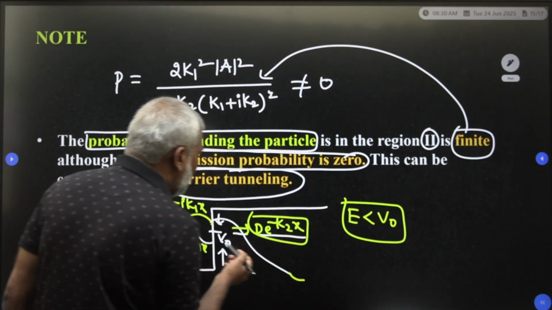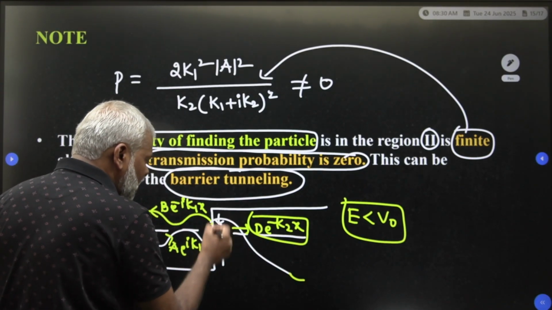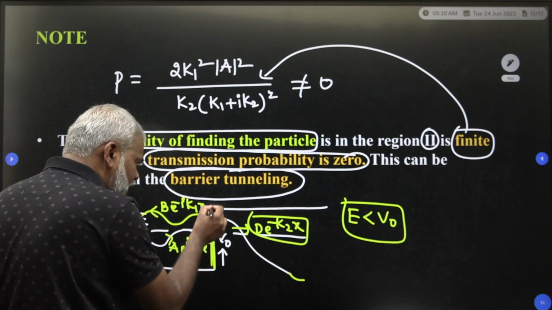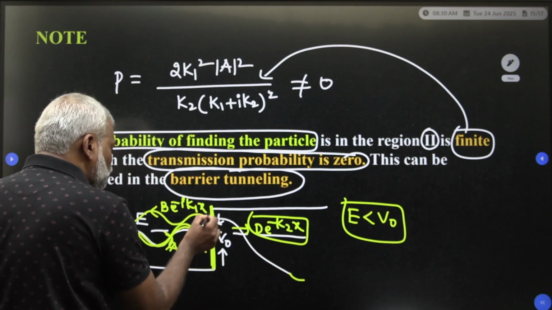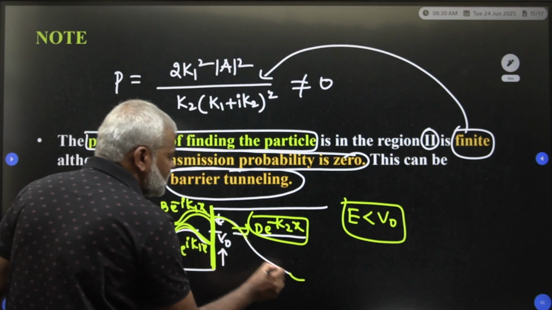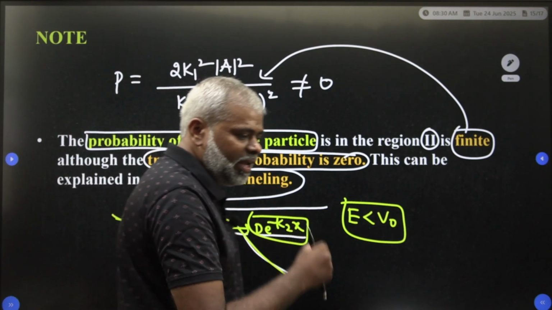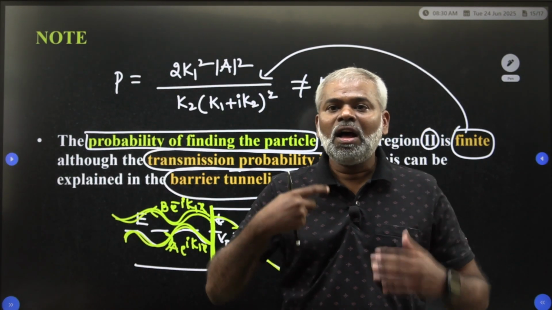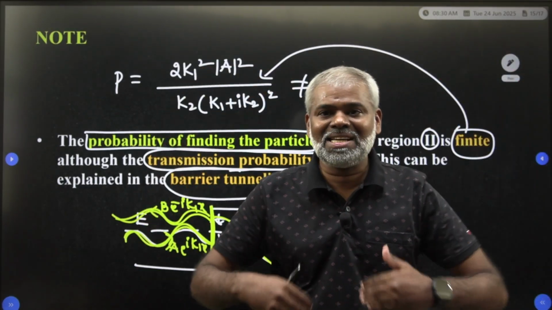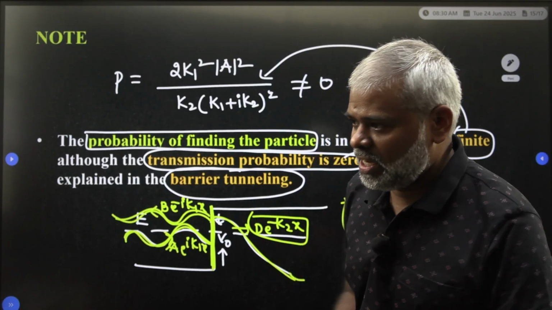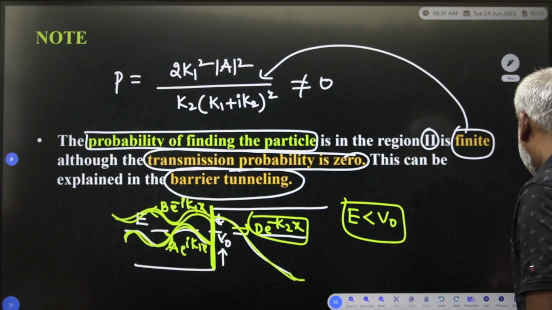In such a phenomenon, a lesser energy particle can penetrate through the higher energy barrier. Such a phenomenon we call the tunneling phenomenon. This is an excellent phenomenon. This is the quantum mechanical phenomenon that overcomes the classically forbidden region. Clear? This is a very important conclusion based on the potential step we are discussing now.